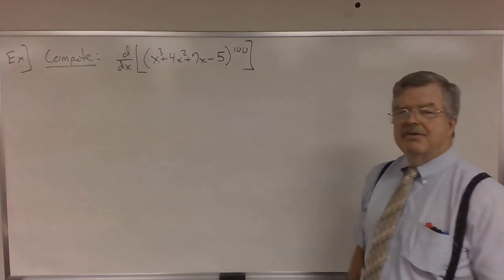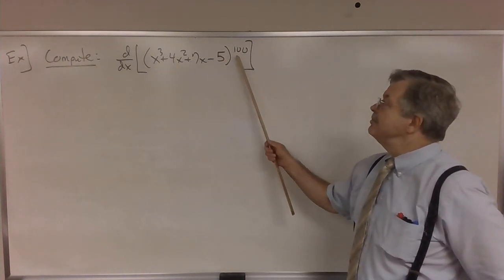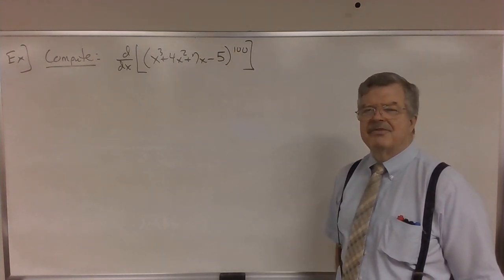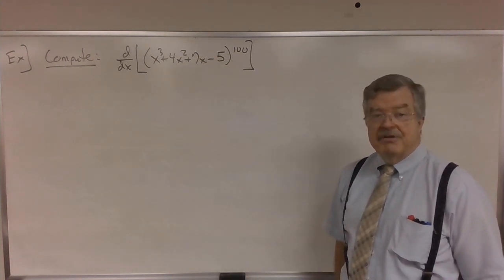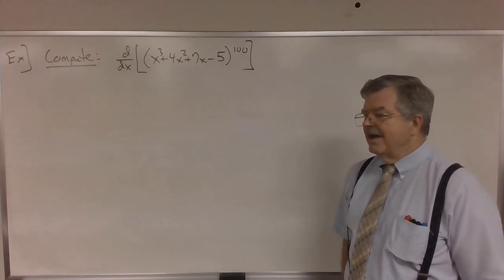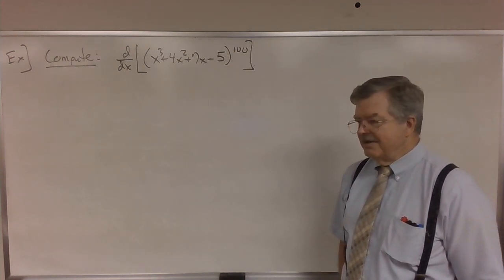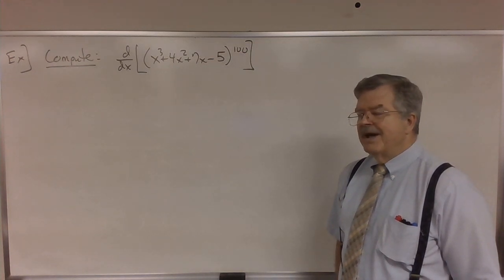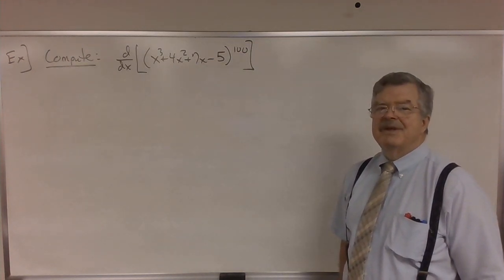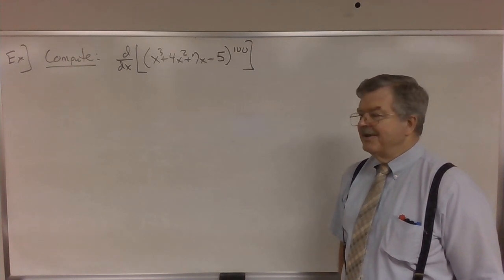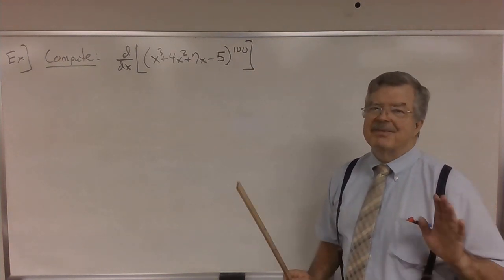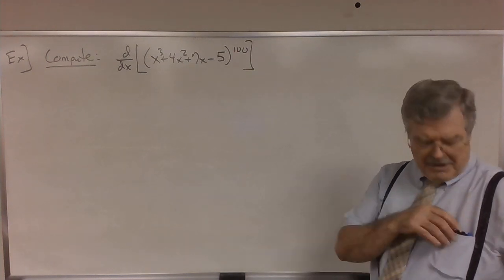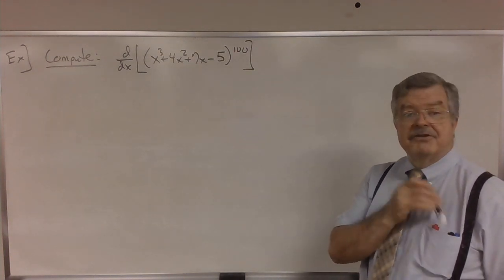So one way we can do this without the chain rule is to multiply this by itself 100 times and then compute the derivative of the result. We don't want to do it. And I'm not saying we're lazy, but we're not nearly as lazy as we are smart. And if there's an easy way to do something, we're going to do something the easy way. So we use the chain rule.